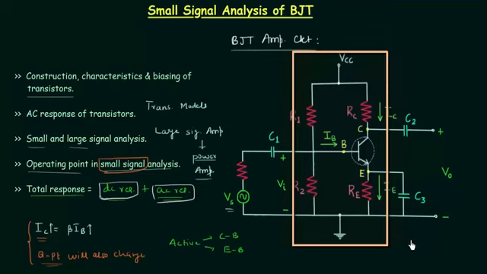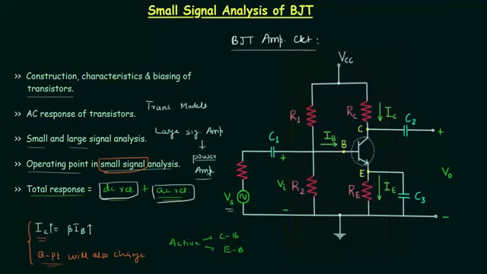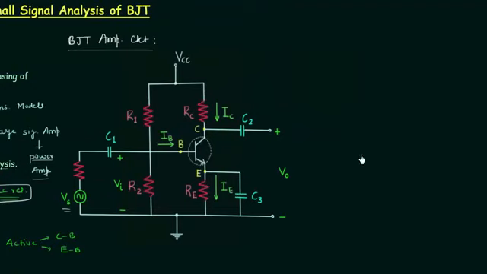But in case of AC analysis, we need to consider this portion of the circuit outside the rectangle, because all the capacitors will act as short circuit for the AC signal. I will explain why capacitors are acting as short circuit for the AC signal and they are acting as open circuit for the DC signal. Capacitors C1 and C2 are called coupling capacitors. I will write this down.